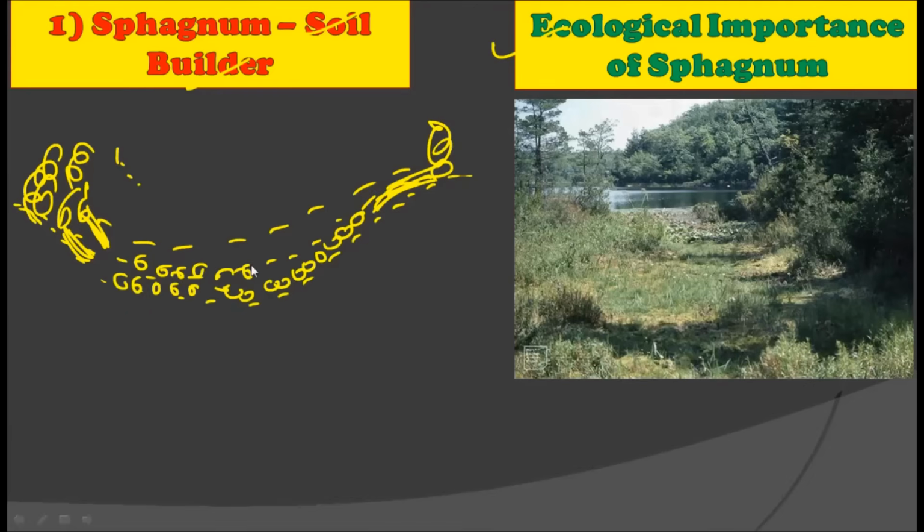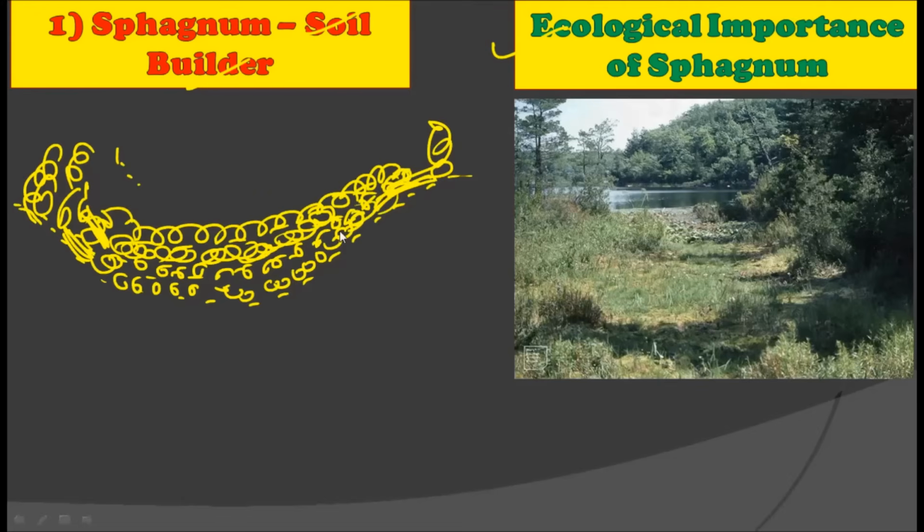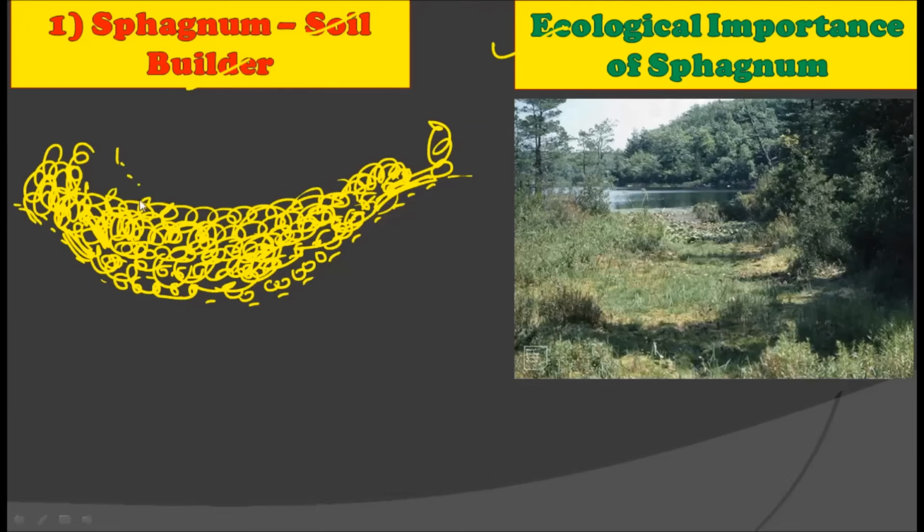Now, what happens over time? This sphagnum gives off so many structural parts that the whole plant body gets converted into the leafy material of the sphagnum. The water slowly disappears, and the whole area gets converted into sphagnum-rich material. Now, this sphagnum-rich material, upon compression due to its own weight, gets converted into peat. This peat over time forms the soil. So, this is how soil is created in a lifeless, sterile water body.